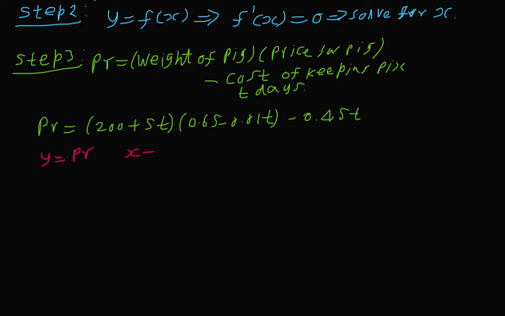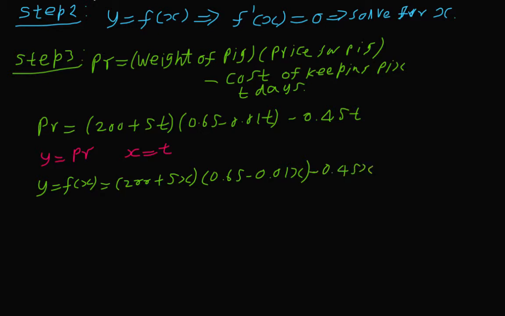and x equal t. So then we can write the formula, you know, y equals f(x) equals (200 plus 5x)(0.65 minus 0.01x) minus 0.45x, over the set x greater than or equal to 0.